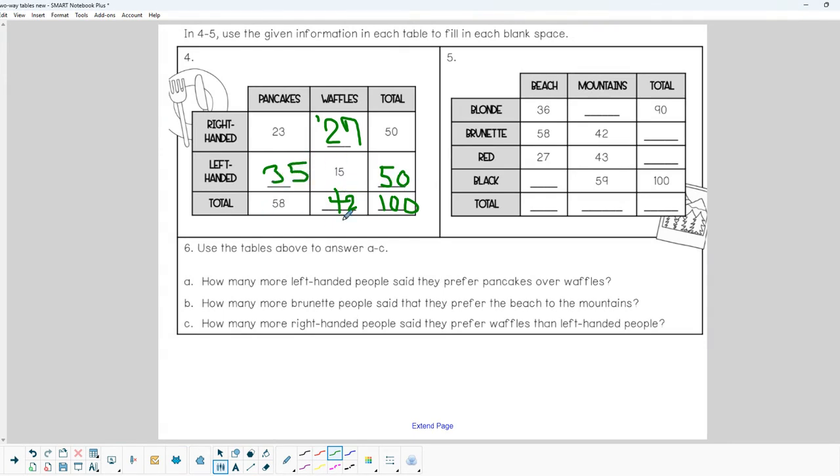All right, so we got all those numbers. Now, how about over here? Beach, mountains, and total. So we have to do 90 minus 36. So 90 minus 30 would be 60. 60 minus 6 would be 54.